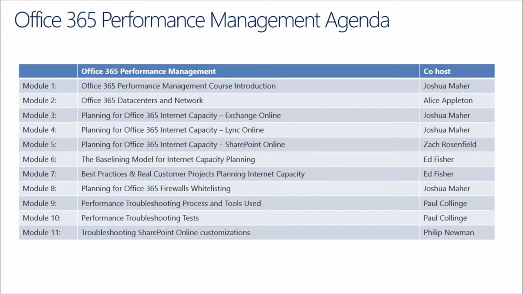So modules 9 and 10 have Paul Collinge, who is a senior premier field engineer with Microsoft in the UK. Paul spends a lot of time helping customers who find they have a performance issue of some kind with Office 365. His days are spent at customer sites, hands-on, running tests and looking for root cause for performance issues, looking for bottlenecks, and providing guidance for those customers about how to resolve their problems.